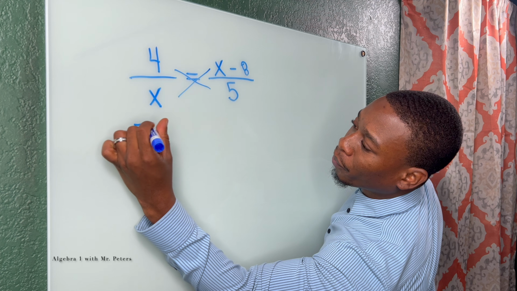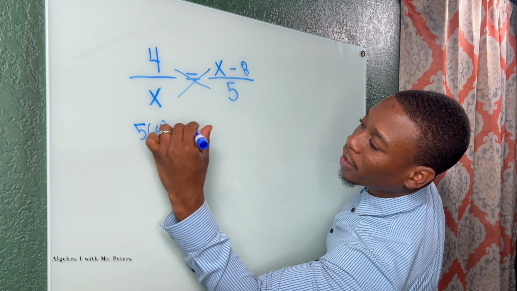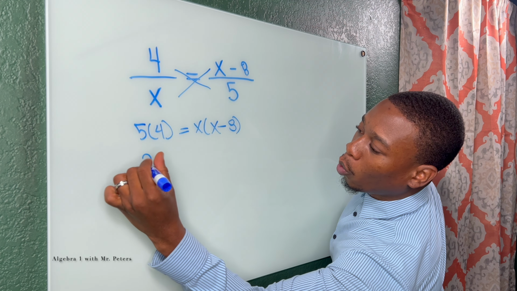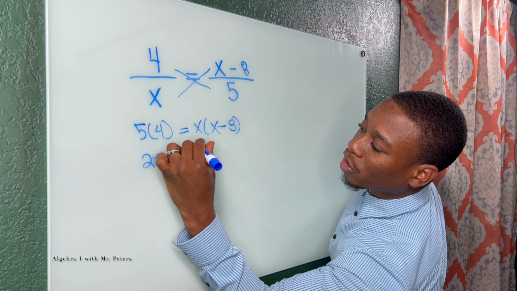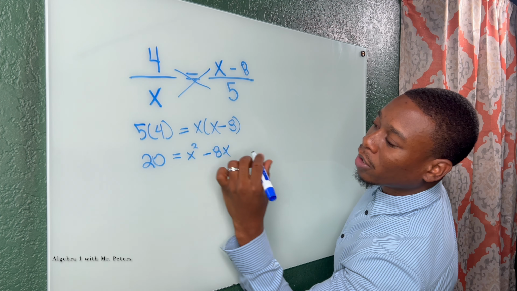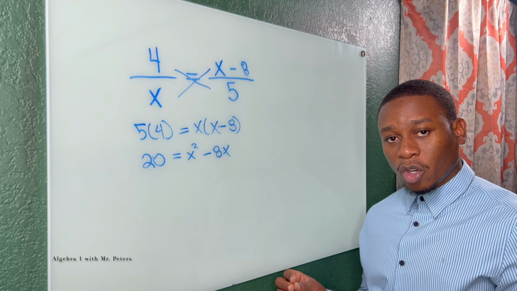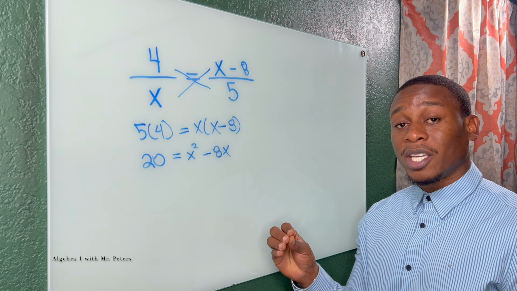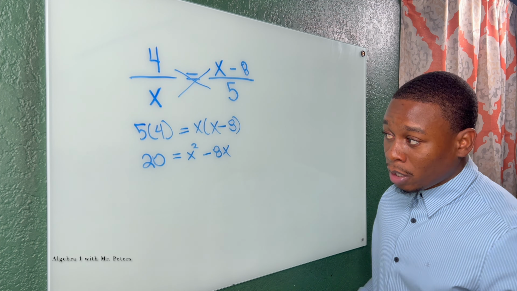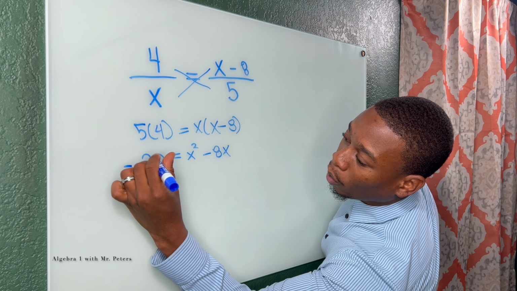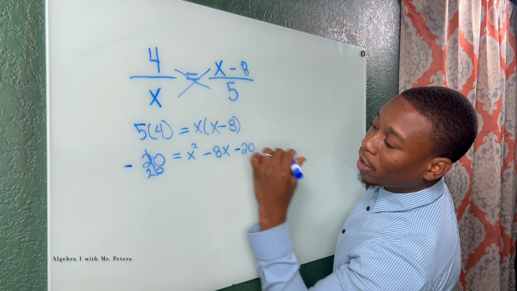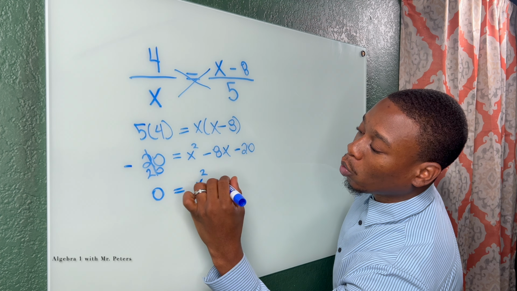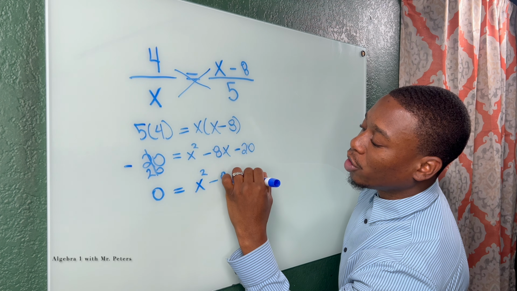So I'm going to have 5 times 4 is equal to x times x minus 8. So we have 20 is equal to x squared minus 8x. So anytime we have a rational equation where we cross multiply and we have an exponent of 2, meaning a quadratic equation, we're going to have to factor. So what I'm going to do is subtract 20 and put it on the other side, right? So we could say 0 is equal to x squared minus 8x minus 20.